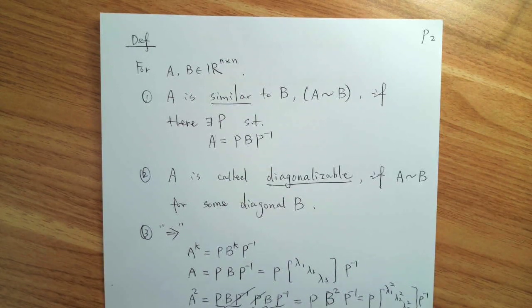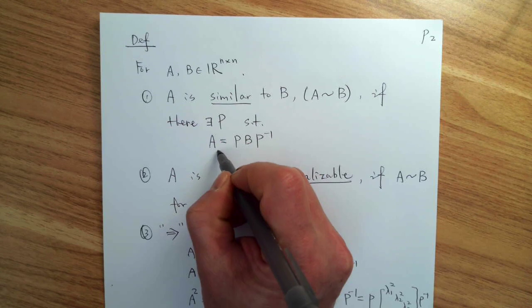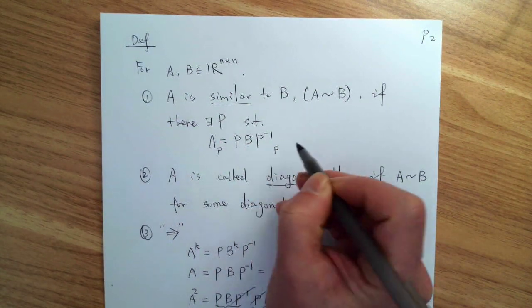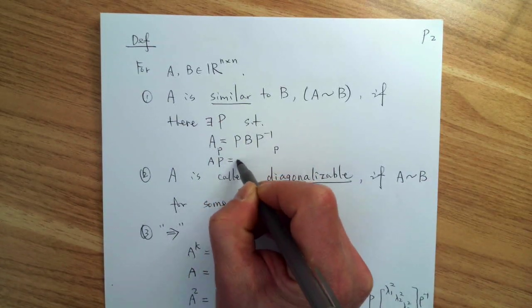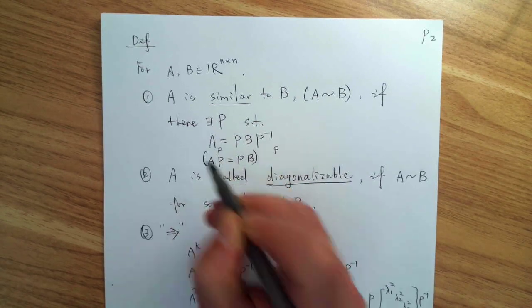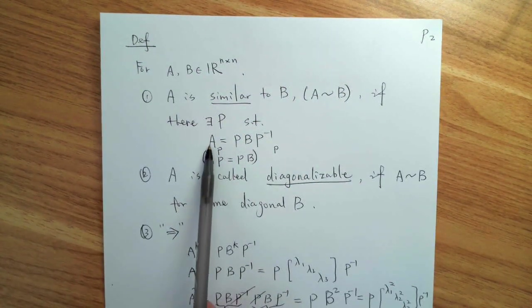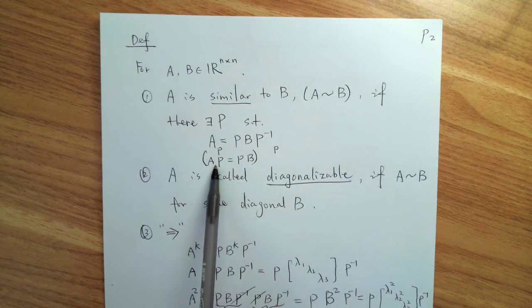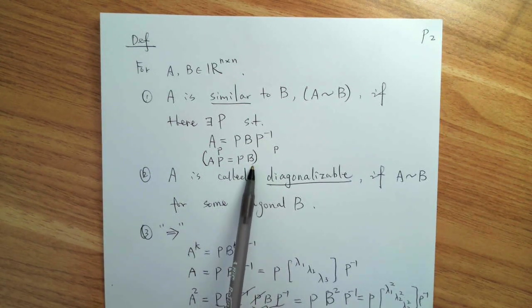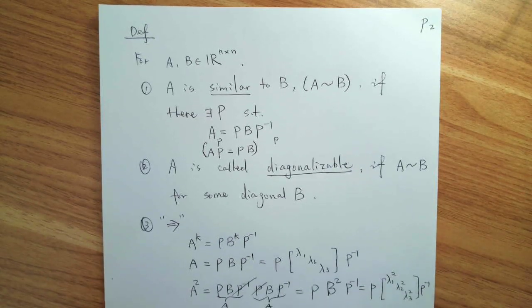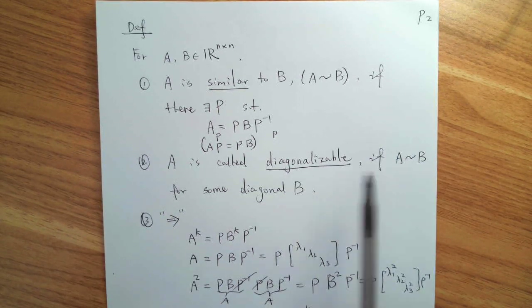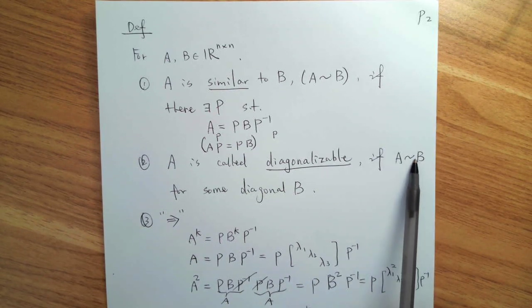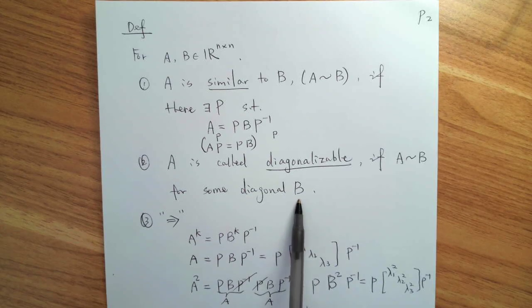Very often we can consider this as if you multiply by P on both sides on the right, right multiplication, then you get AP equals PB. So in many cases, instead of considering the definition A equals P B P inverse, it's better to consider AP equals PB as a substitution of this definition. Now, a square matrix A is called diagonalizable if A is similar to B, where B is a diagonal matrix.